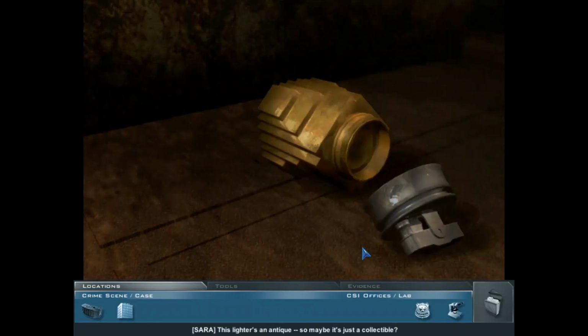This lighter's an antique, so maybe it's just a collectible, but the cap's been screwed off and it's empty. Anything that could have started this fire is important. Collect it.